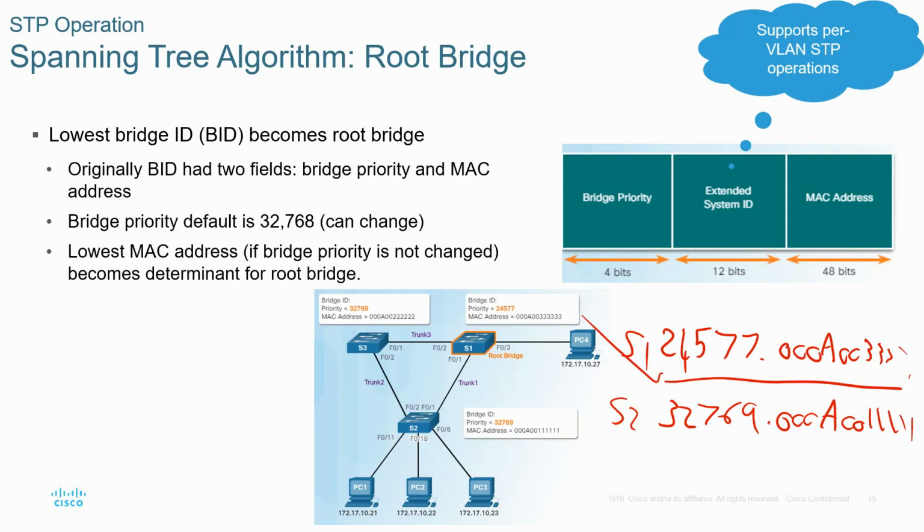Now, by default, the bridge priority is set to 32768. If you add to it the VLAN, by default, all the ports are in VLAN 1. So 32768 plus 1, that means that the priority in total is 32769, which is the number that you see in the figure on the bottom. You can actually change the priority field. So for example, here, switch S1, the priority is set to 24577. That means someone has actually logged in to the switch and changed the bridge priority. You do that if you want to force a certain switch to become the root bridge.